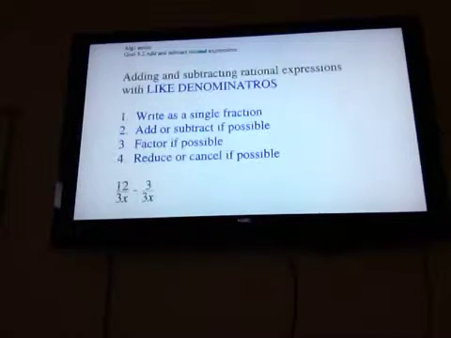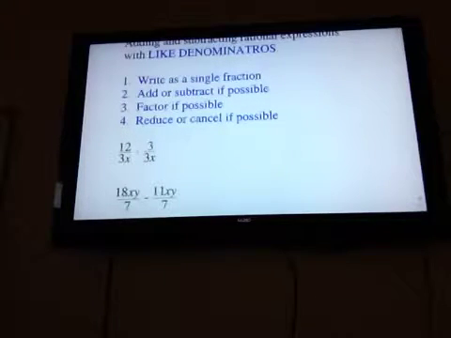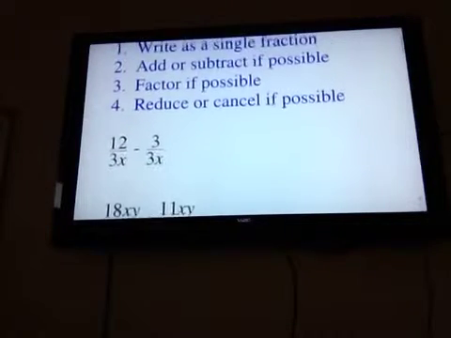There is a definite order to what you need to do with these questions. The order is important, because if you do it out of order, then you can't get to the right answer. Today, everything is going to have the same denominator. When you get to unlike denominators, that's where it gets a lot more complicated. So today, we're talking just about like denominators.